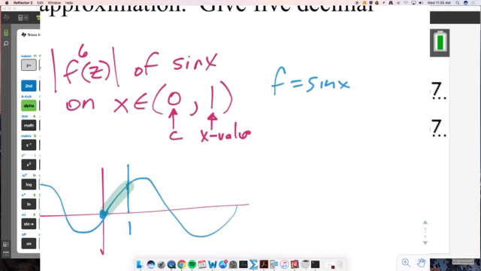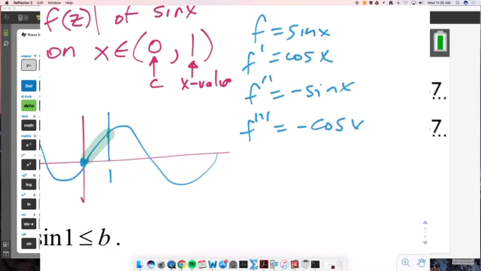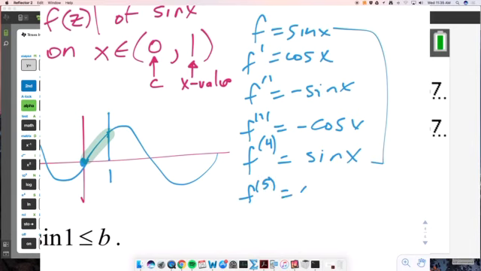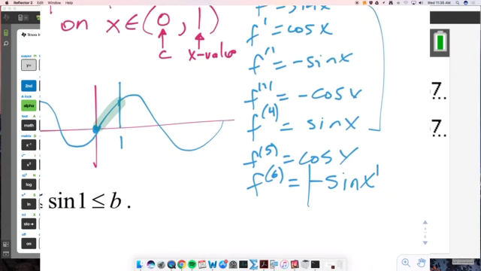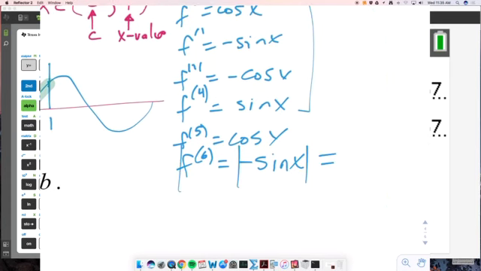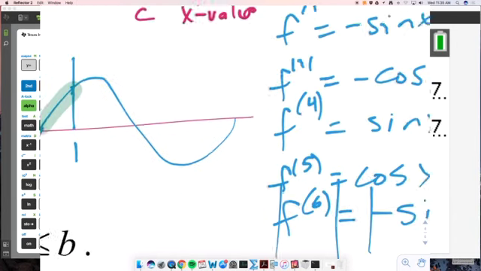F is sine, F prime is cosine, or you can use modular, right? You know it repeats every 4, so you could do that as well. That's negative sine. The 3rd derivative is negative cosine. The 4th derivative is back to regular sine. So again, there's the modular part of it. The 5th derivative is cosine. And so now the 6th derivative is negative sine. Now, because we're trying to maximize the absolute value of it, that's just sine, right? So we can actually graph sine.